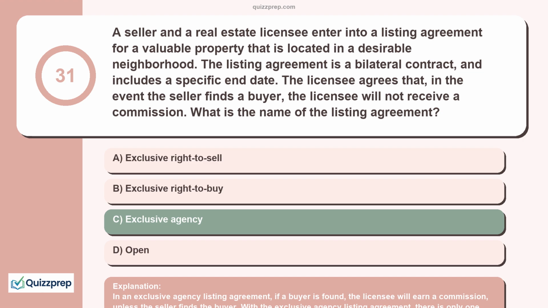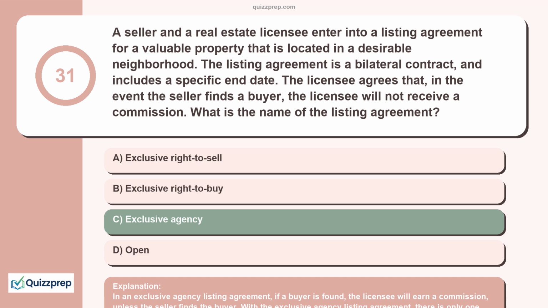B is incorrect. This type of contract is by and between a licensee and a buyer. D is incorrect. The open listing agreement is a unilateral contract. A unilateral contract is the exchange of a promise for performance. The seller is promising to pay a commission to the one licensee who performs and finds a buyer.